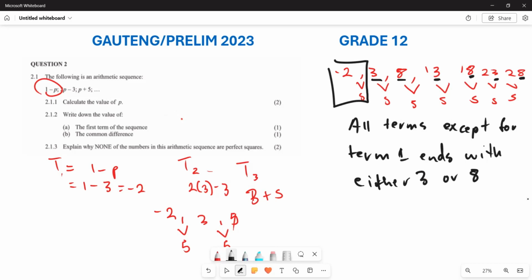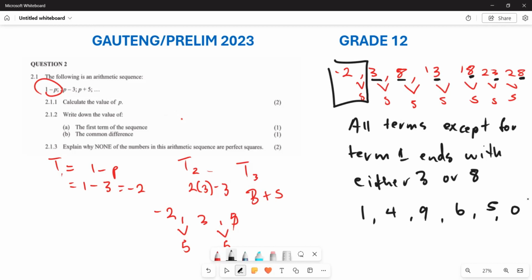Now, let's look at our perfect squares. We know that your perfect square numbers are 1, 4, 9, right? Then the other ones are going to end with 6. The other one is going to end with 5. And the other one is going to end with 0, right?